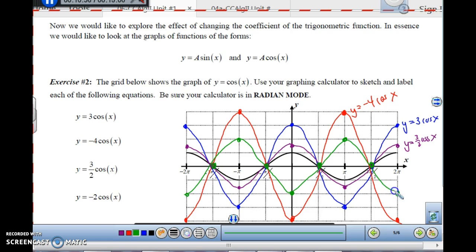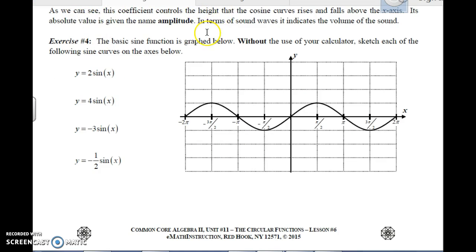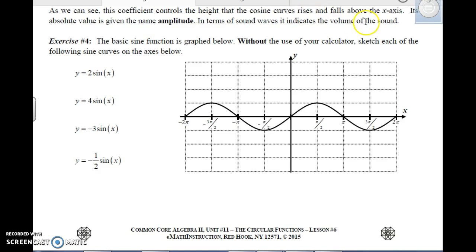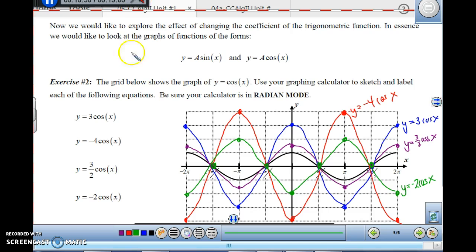So we can see the effect of changing the leading coefficient. It will increase what's called the amplitude, and also do a reflection over the x-axis. All right, so as we can see, this coefficient controls the height that the cosine curve rises and falls above the x-axis. Its absolute value is given the name amplitude. So that's the amplitude.